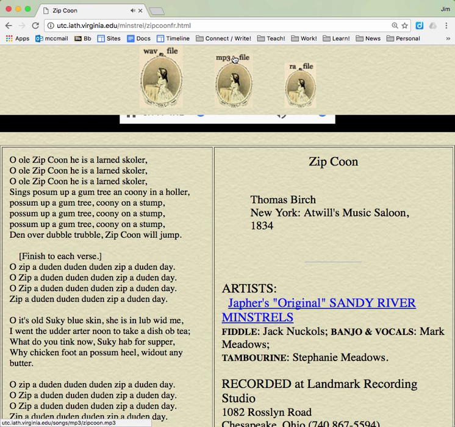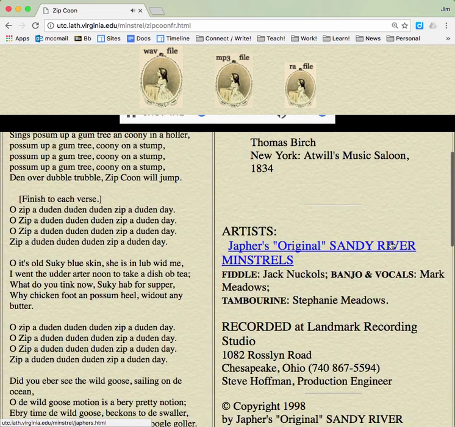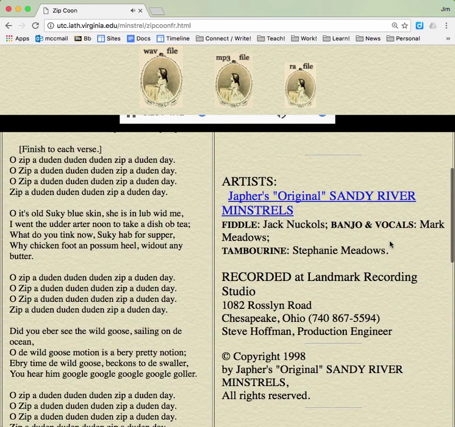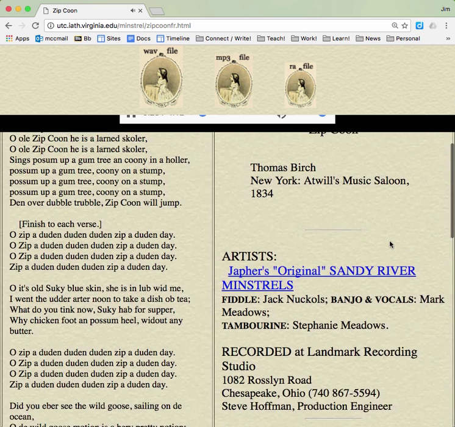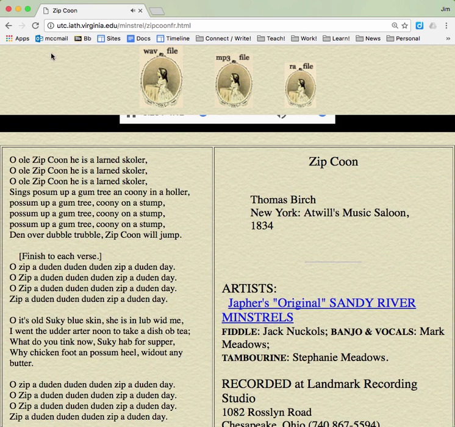Oh, Zip Coon, he is a learned scholar. Sings possum up a gum tree and Cooney in the holler. Possum up a gum tree, Cooney on a stump. Possum up a gum tree.